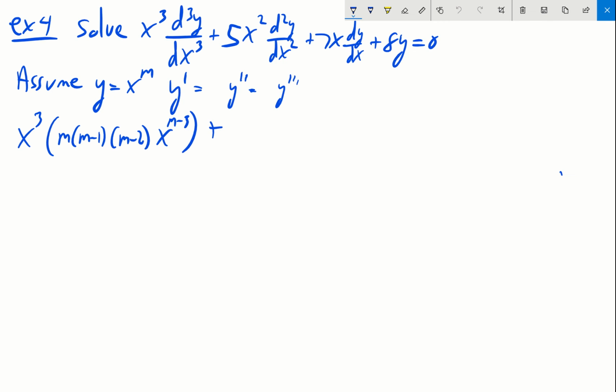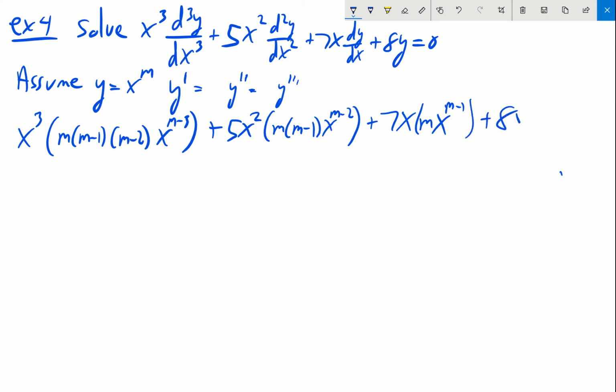Okay, there we go. Plus 5x squared times the second derivative. That's going to be m times m minus 1 times x to the m minus 2, plus 7x times the first derivative. That's m x to the m minus 1, plus 8 times x to the m equals 0.